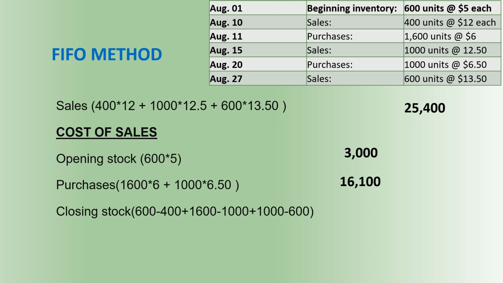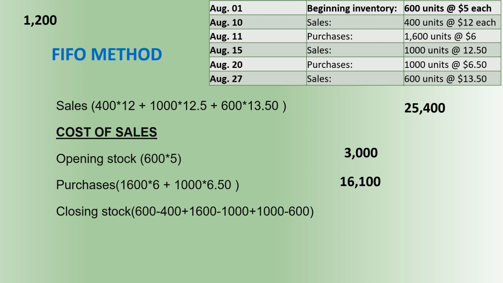Then the final one is we have to take the closing stock. So here earlier at the beginning we have 600, then we are going to issue 400. So we are going to deduct that 400. Then we are going to add back 1,600. Then we are going to issue another 1,000. Then we are going to purchase back another 1,000. And finally on August 27th, we are going to issue 600 as sales. So the remaining inventory value is 1,200.